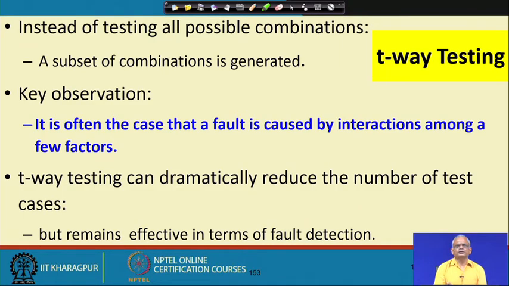The key observation here is that often the bugs are caused by interaction among a few factors. Even though we have hundreds of inputs, some specific 2 combination among these might cause the bug, or maybe 3 combination, or in general t combinations may cause the bug.